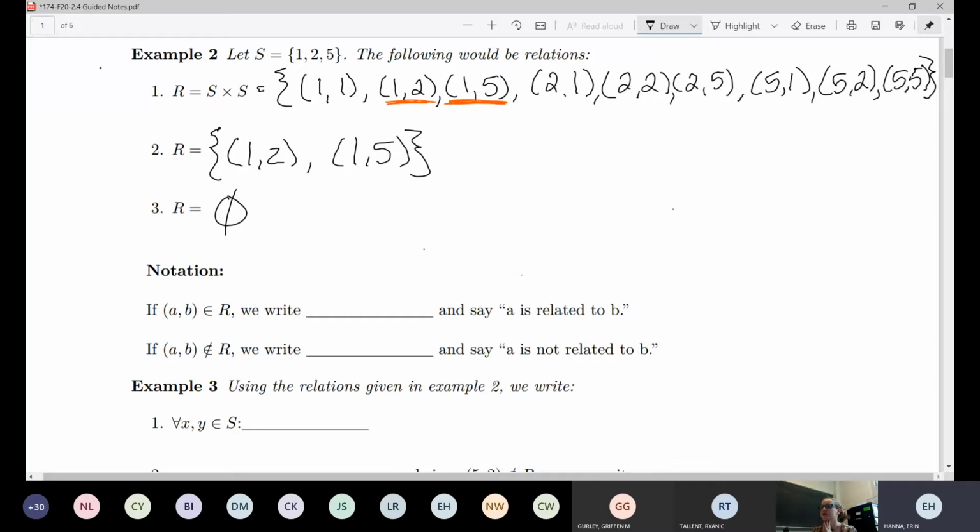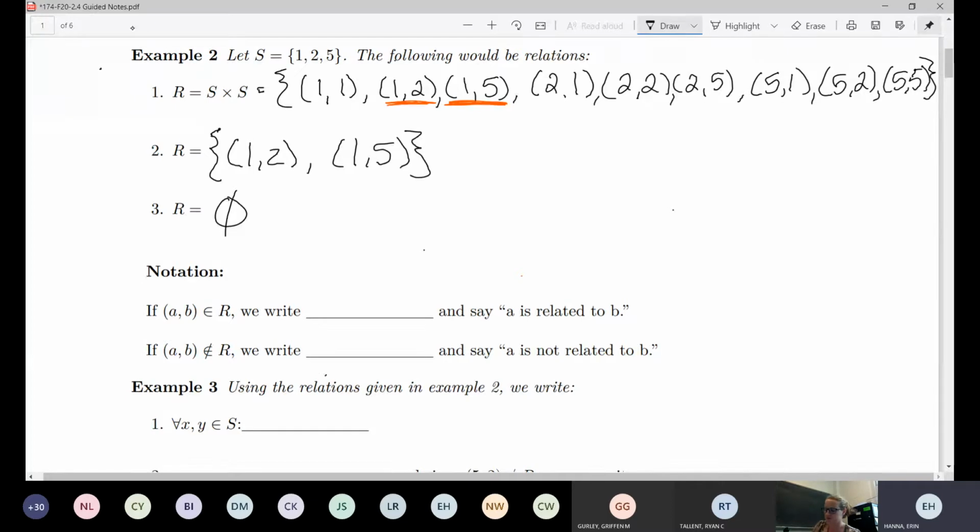There we go. So some notation. Say we have some point, if you will, that's in the relation that we're talking about. We would also write that as A is related to B. Oh, come on. There we go. So say that two things are related, we write A R B: A is related to B.